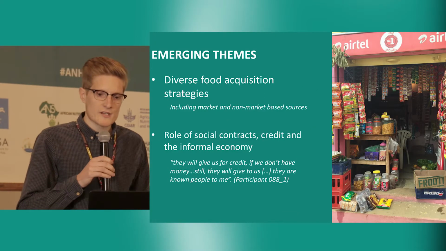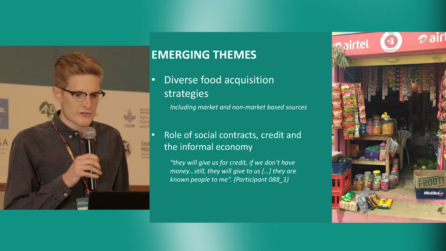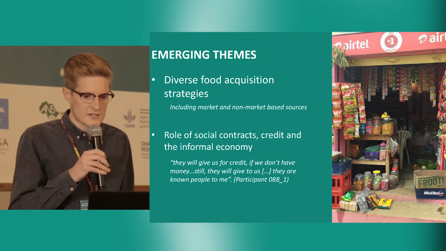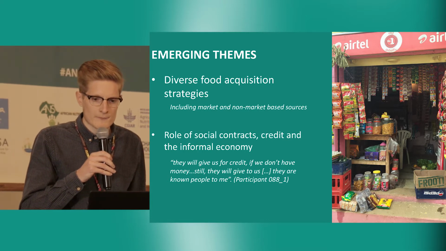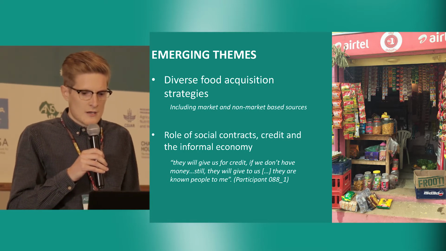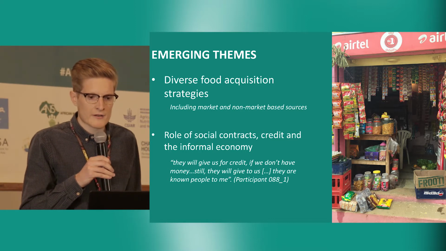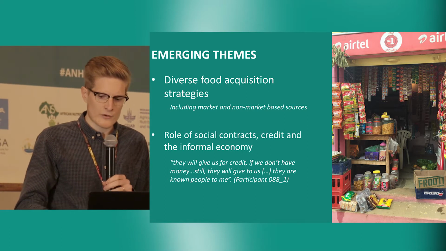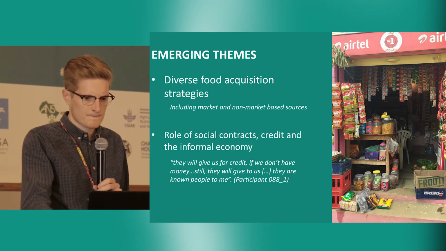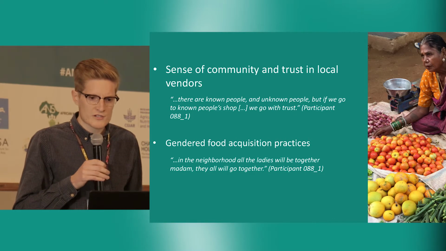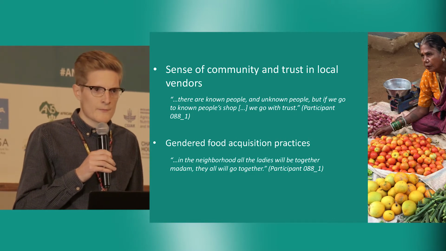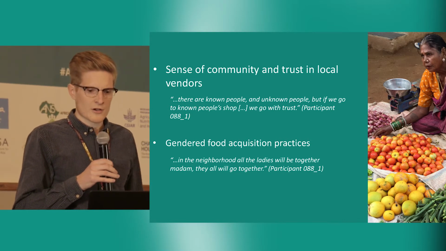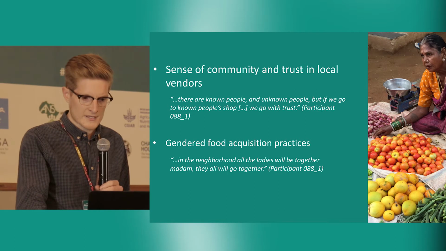In terms of emerging themes, I've just started analysing the transcripts. It seems that participants in this setting have diverse food acquisition strategies that include market and non-market-based food sources. The role of social contracts, credit, and the informal economy seems to be particularly important. That's something that's often not picked up in the food environment literature. The sense of community and trust in the local vendors also seems to be a key emerging theme, as well as gendered food acquisition practices. These are some of the things that I'm going to be investigating further as I go deeper into the analysis.